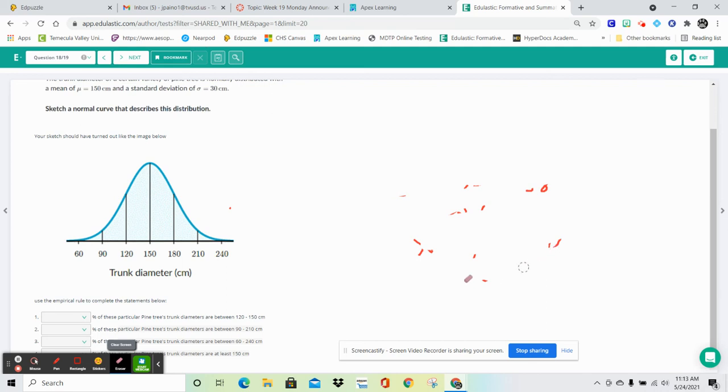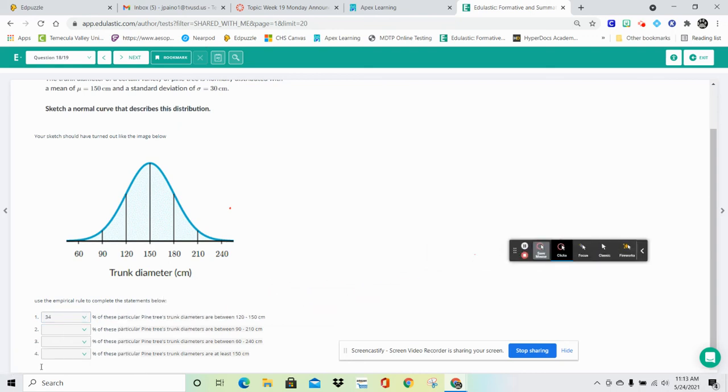So what percent of these particular pine trees are between 120 and 150? So that's one standard deviation below. So it's half of the 68%, right? So it's 34%. 68% would be between 120 and 180, so that's half of that. And move this out of the way.